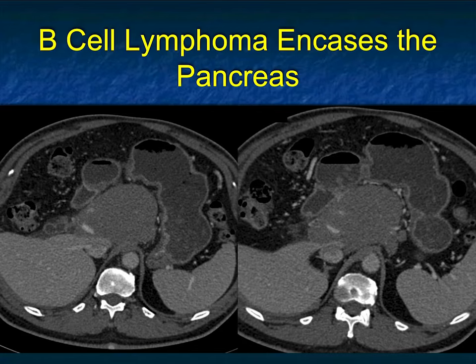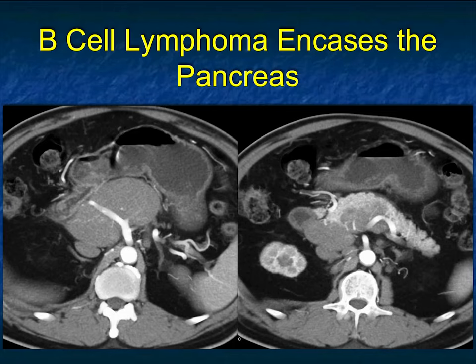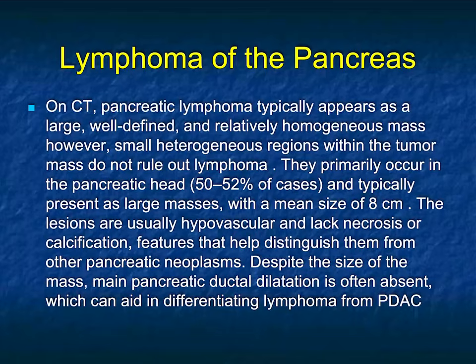Here's a nice example of a B cell lymphoma literally infiltrating the pancreas. You know this is not adenocarcinoma, it's low density, it's smooth, but you don't see common duct dilatation or pancreatic duct dilatation. You see the vessels aren't obstructed, but the vessels are encased. Just a really nice example of B cell lymphoma.